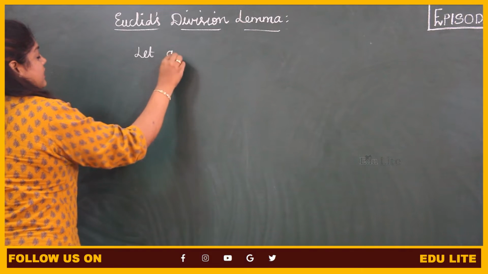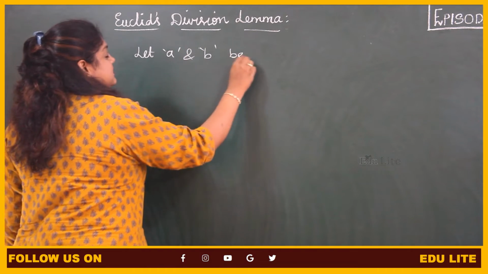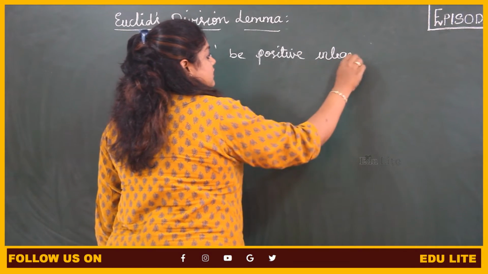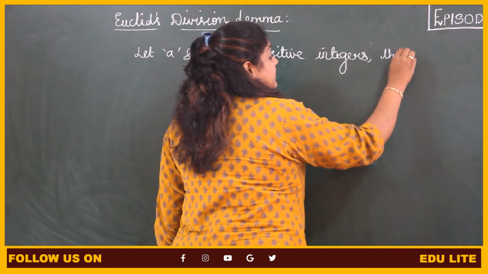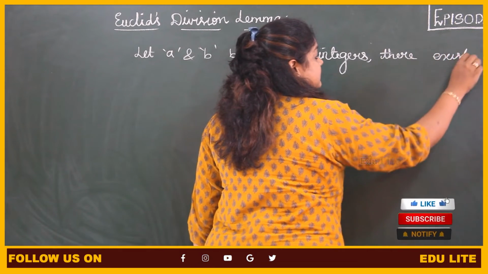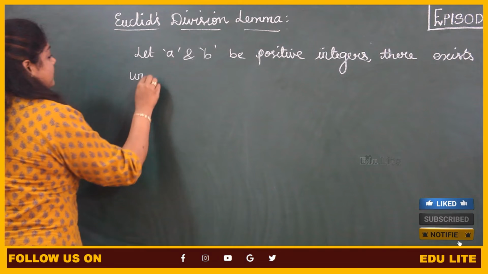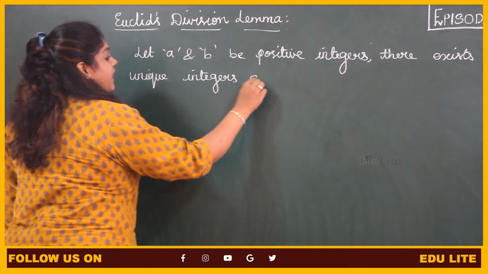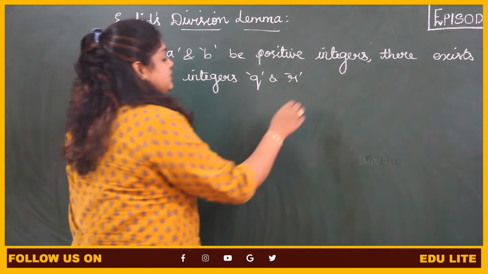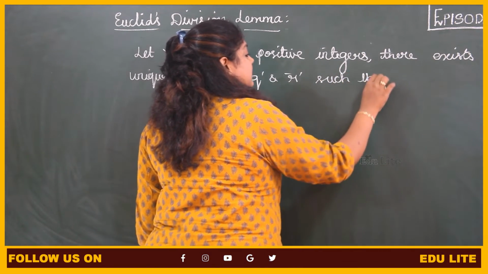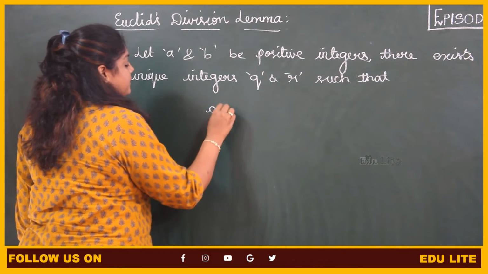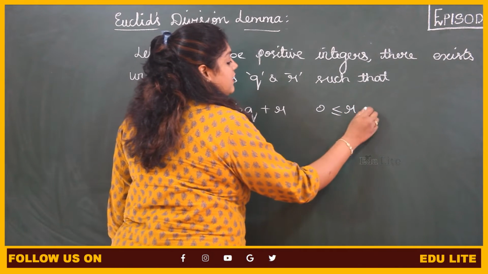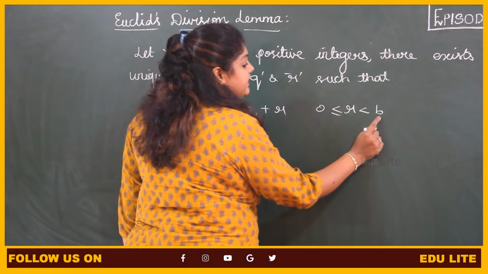Let A and B be positive integers. Then there exist unique integers Q and R such that A equals BQ plus R, where R varies between 0 and B, whereas 0 is included but B is not included.